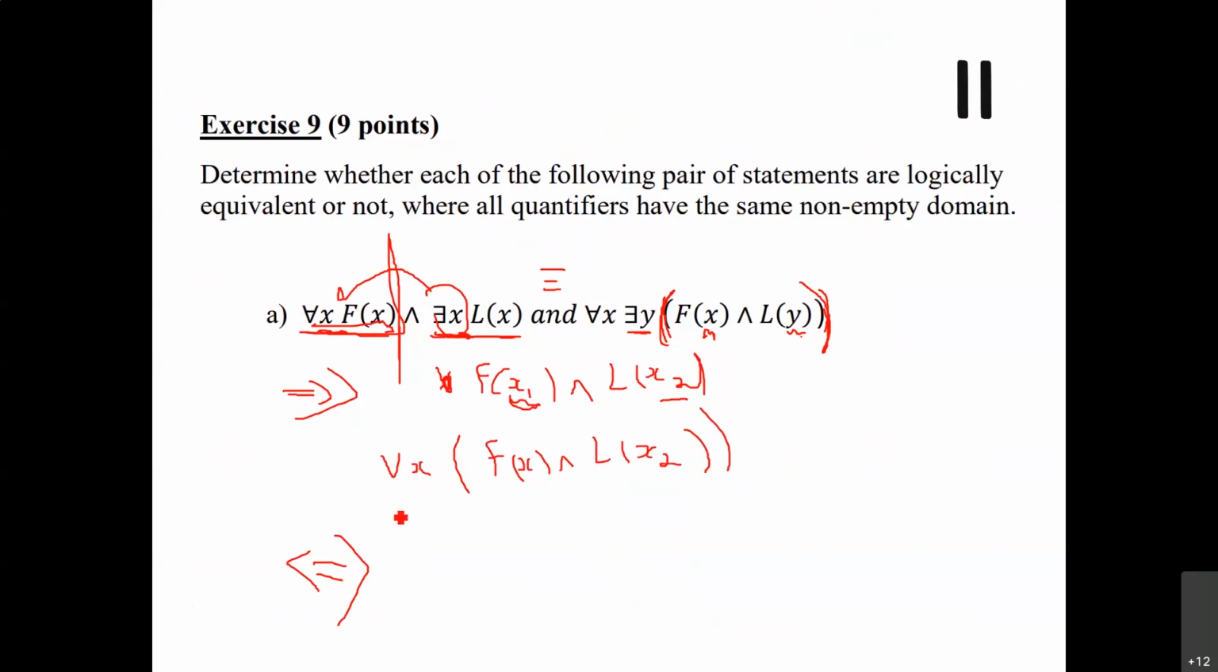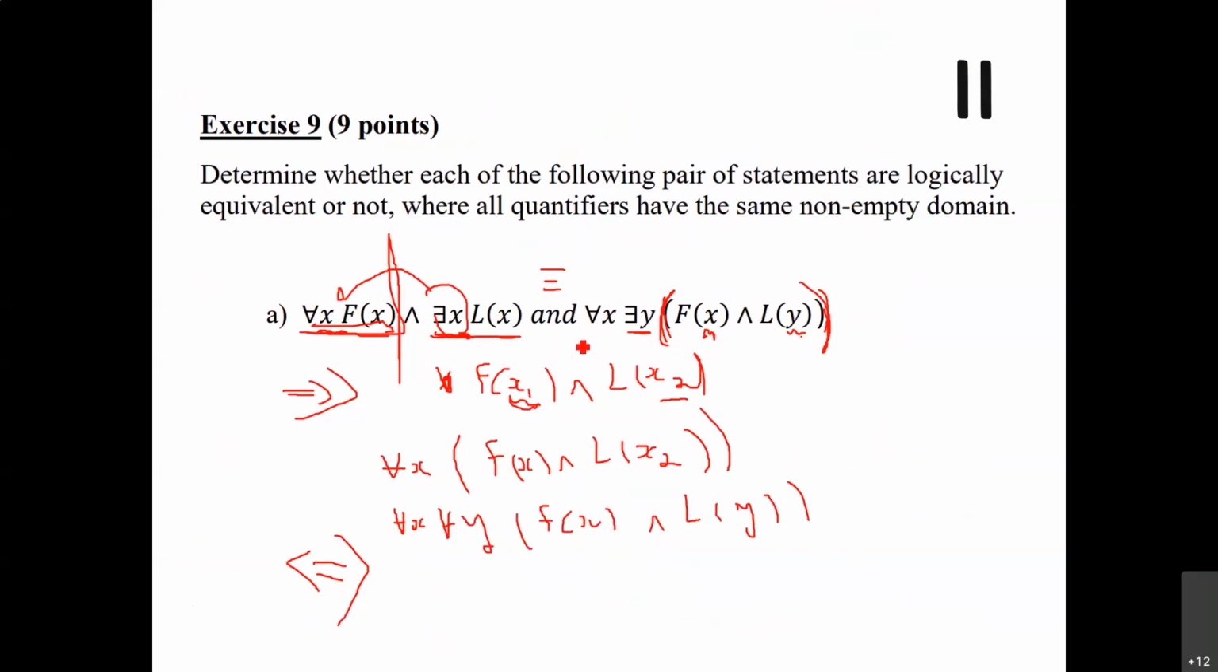Then for x2, for every x, for every y, f of x and L of y. Okay. This is proving it from left to right. It's simple enough. I trust you can do from right to left on your own.